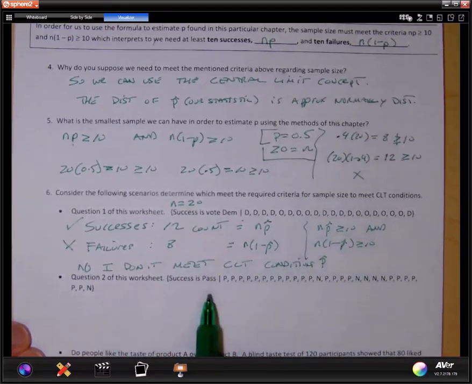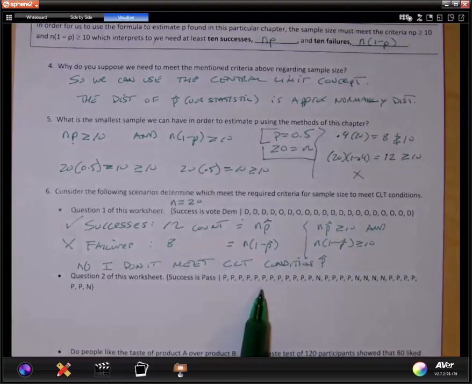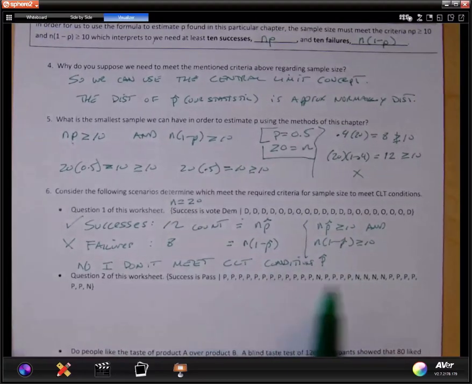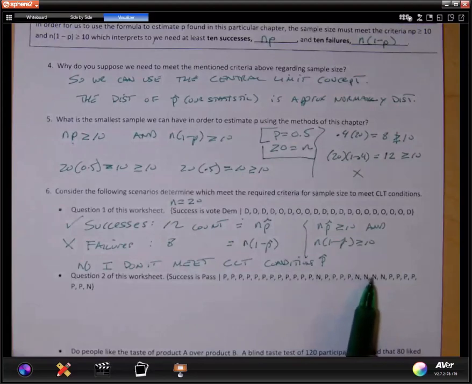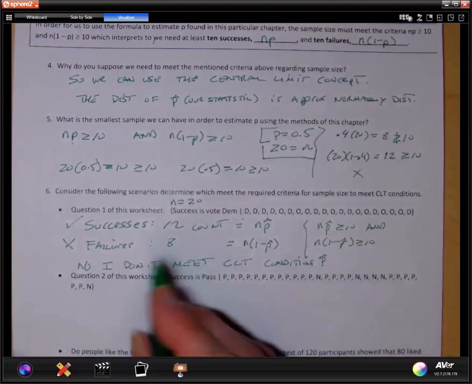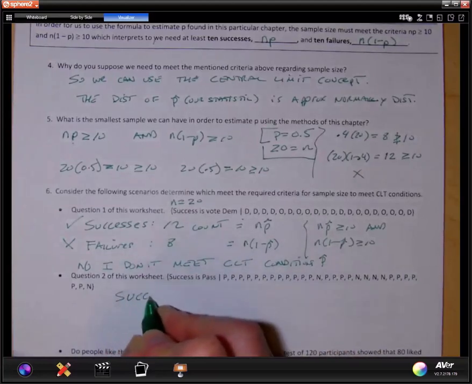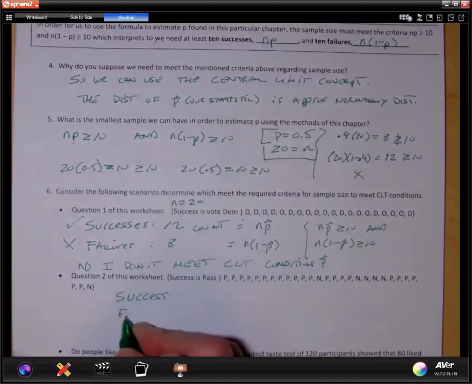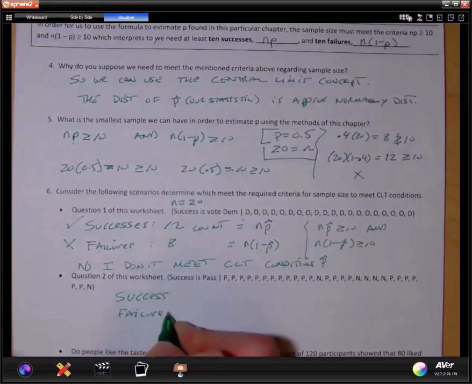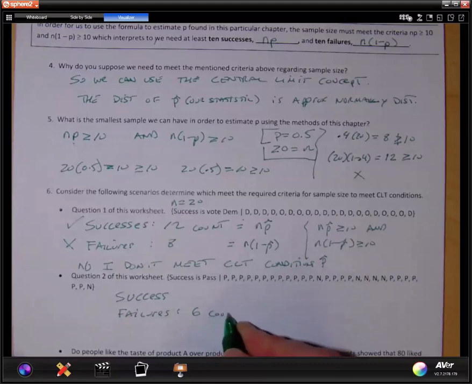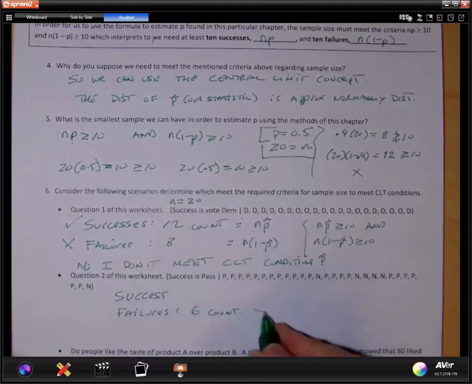About question 2. Okay, let's see if I remember what this was. Oh yeah, I'm starting to look at it here. 1, 2, 3, 4, 5. Oh, 6. So in this case, I'm counting successes and failures. As far as failures, I got 6 failures. That's my count, so I don't need to go any further. I'm not going to count the successes. I don't meet the criteria, not bigger than or equal to 10.